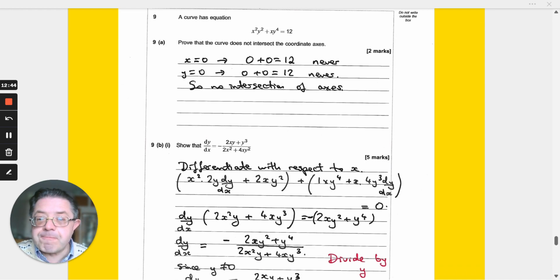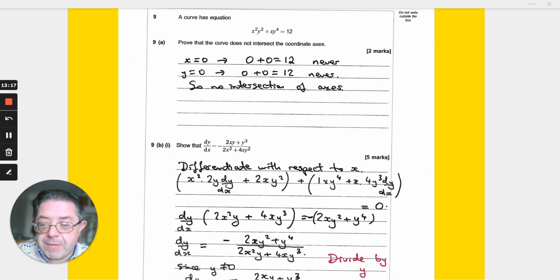Last question here. A curve has equation x squared y squared plus xy to the 4 equals 12. First of all, prove the curve does not intersect the coordinate axes. So if I substitute in x is 0, I get 0 plus 0 is 12. That never happens. Substitute in y is 0, we get 0 plus 0 equals 12, which once again never happens. So no intersection of the coordinate axes.